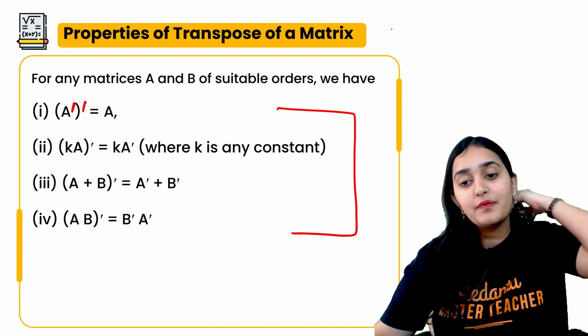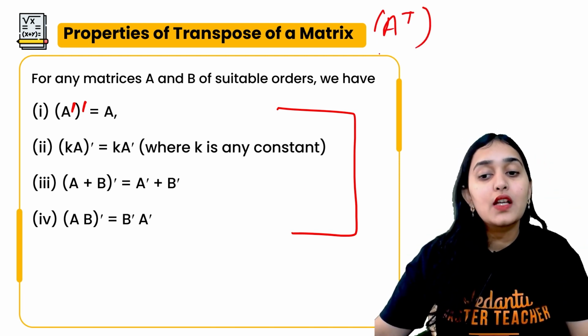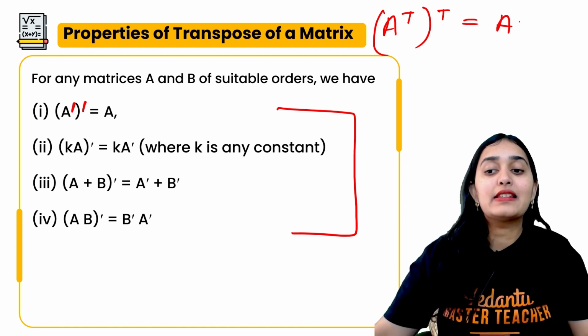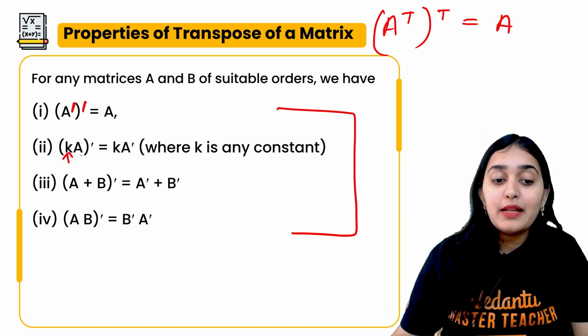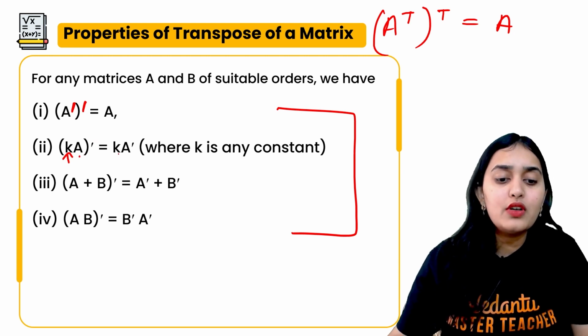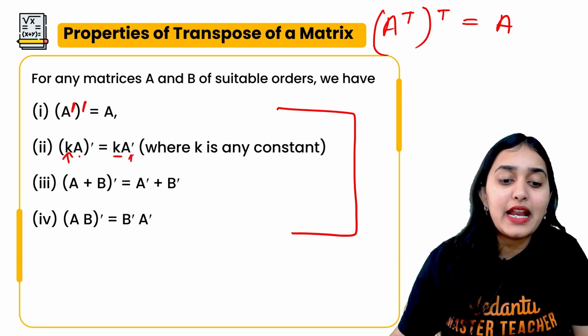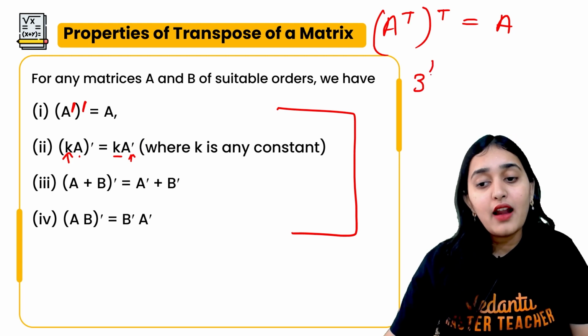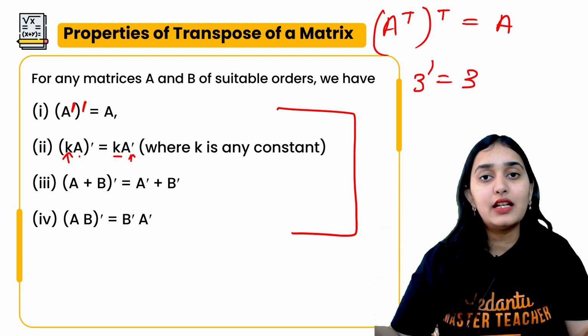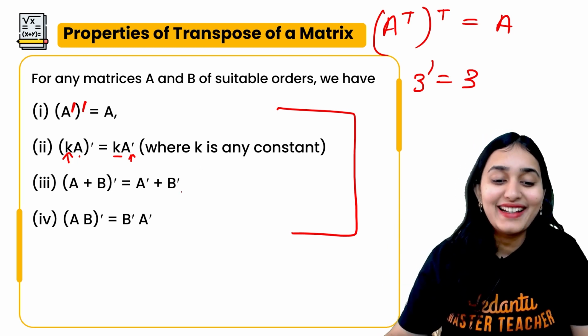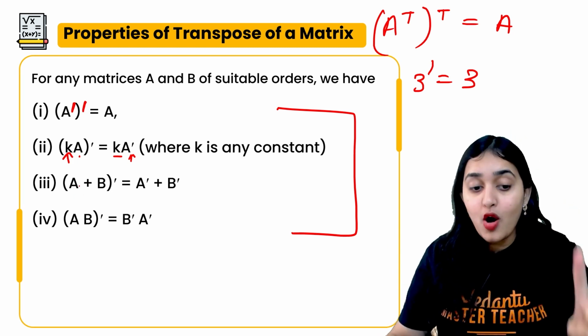So remember, A transpose whole transpose is A back again. Similarly, a number multiplied with A whole transpose is basically a number multiplied with A transpose, because 3 transpose is 3 only. The number does not change. How can a number change? It does not have a row and column, right?